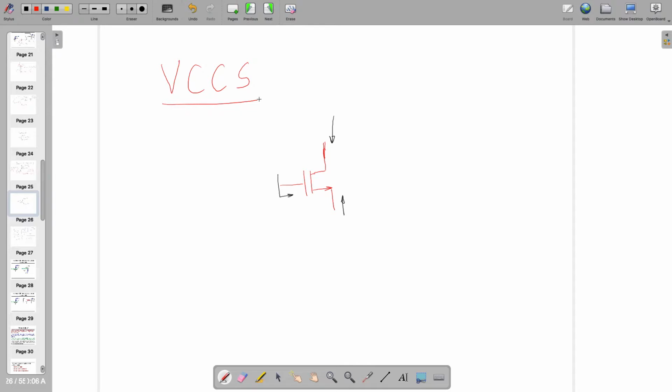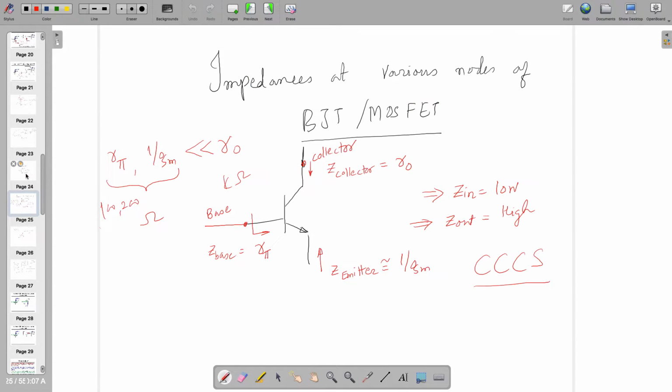You all agree that this is a VCCS, whose input impedance is infinite, and output impedance is also infinite, because that's r_o, which we are going to call high because it's in the range of maybe more than 1 kilo ohm, right? But there is one catch. All these things depend only on where you are giving the input and where you are taking the output.